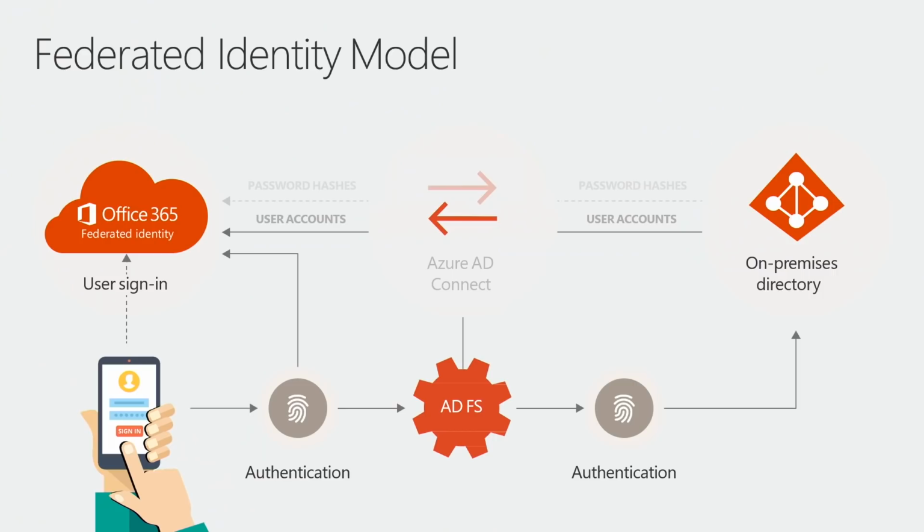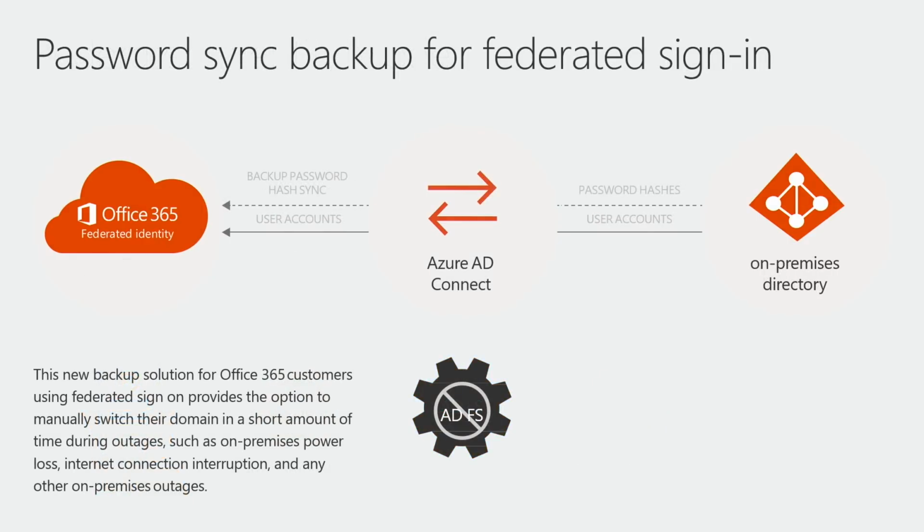And that's why we introduced Password Sync Backup for federated sign-in. This allows you to quickly and easily switch over to a synchronized model, the model we previously talked about, and synchronize your passwords up to the cloud prior to doing any maintenance on your servers or changing your infrastructure. In this model, if your ADFS infrastructure goes down, for example, you lose your internet connection, then your users can still sign in because they will sign in using a synchronized model with their passwords synchronized up to the cloud.